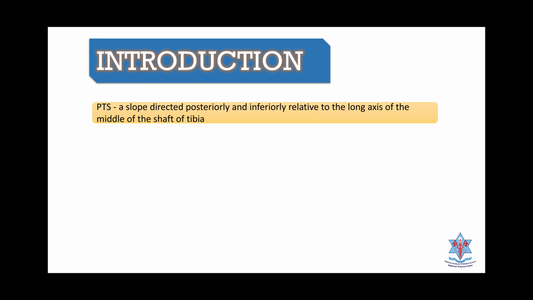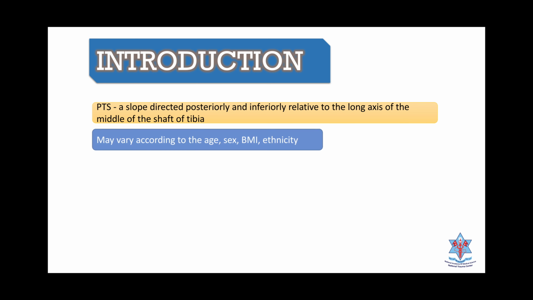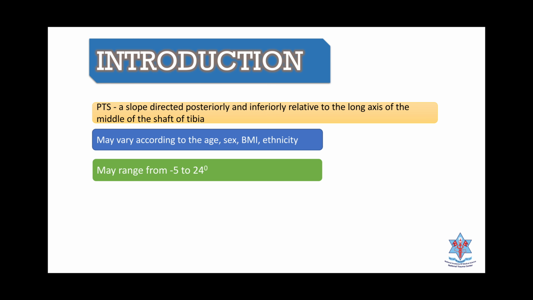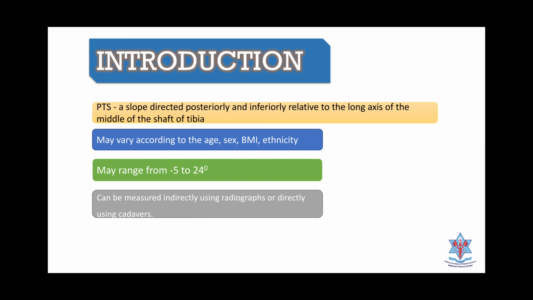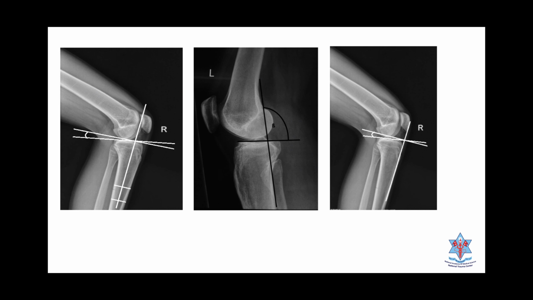I'd like to begin with the introduction. The posterior tibial slope is a slope directed posteriorly and inferiorly relative to the long axis of the middle of the shaft of the tibia. It may vary according to various demographic variables like age, sex, body mass index and ethnicity. It may range from -5 to 24 degrees and it can be measured indirectly using radiographs or directly using cadavers.